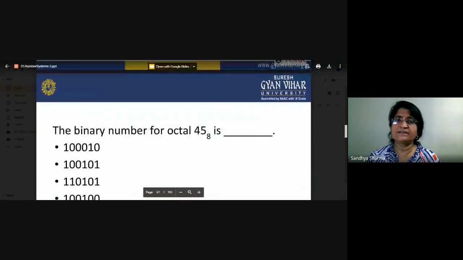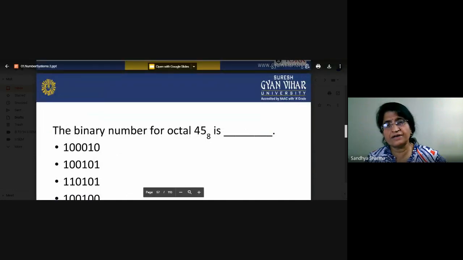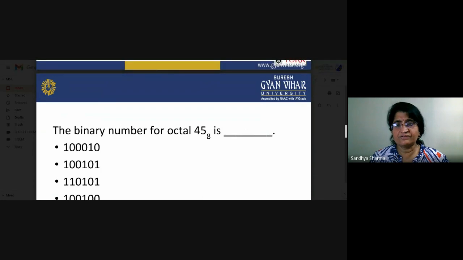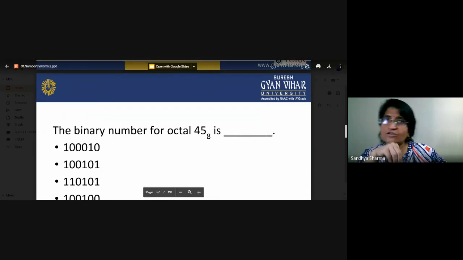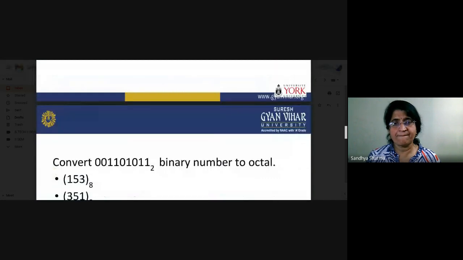So this is a binary number, and you are given an octal one to convert. If you have an octal number, say 4 and 5, first you have to know the representation of 4 in the binary system and the representation of 5 in the binary system, and according to that we can convert the complete octal number into the binary system.